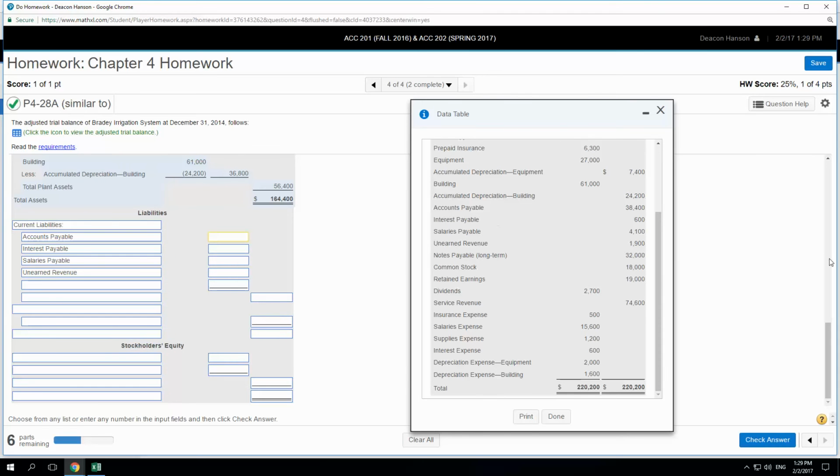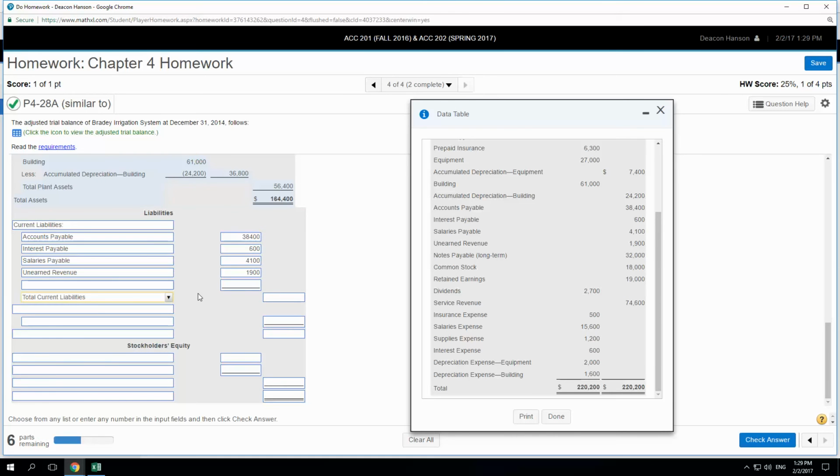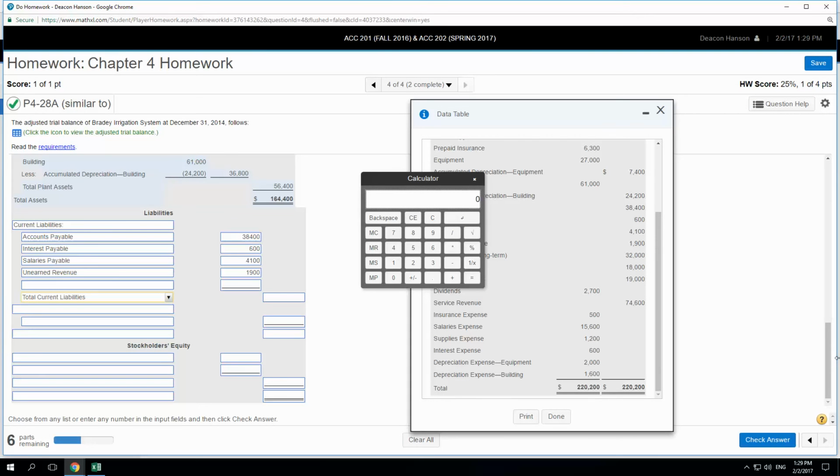And then I can drop those numbers in. So accounts payable is 38,400. Interest payable is 600. Salaries payable is 4,100. Unearned revenue is 1,900. And that's going to end up being my total current liabilities. So don't let the fact that you have an extra space there make you keep spinning your wheels looking for another item. In this case, that's all there is. So 38,400 plus 600 plus 4,100 plus 1,900. Okay. 45,000 in current liabilities.